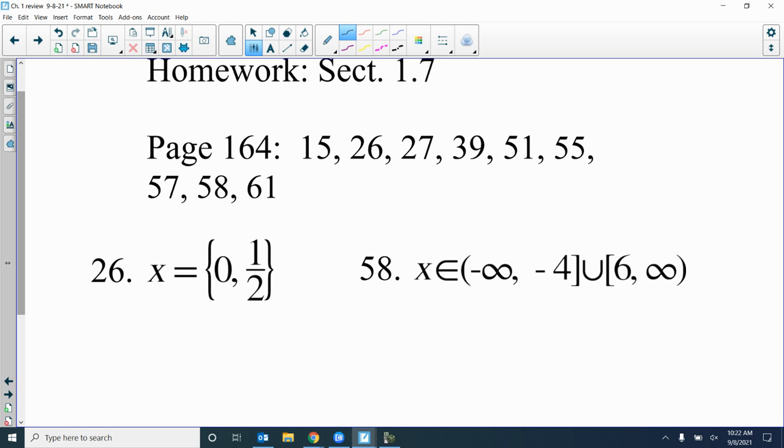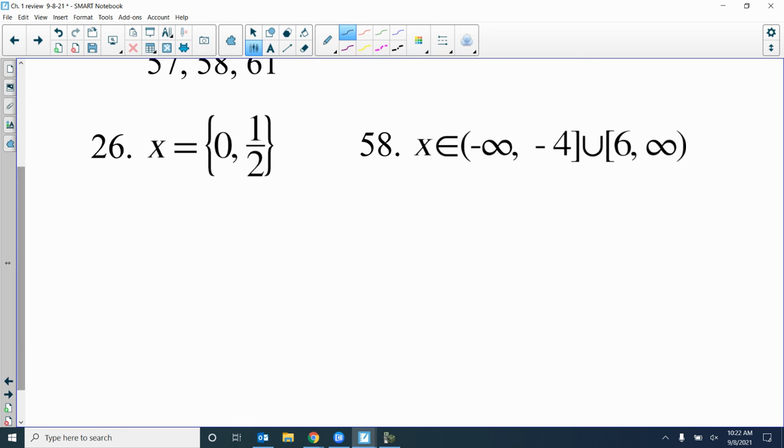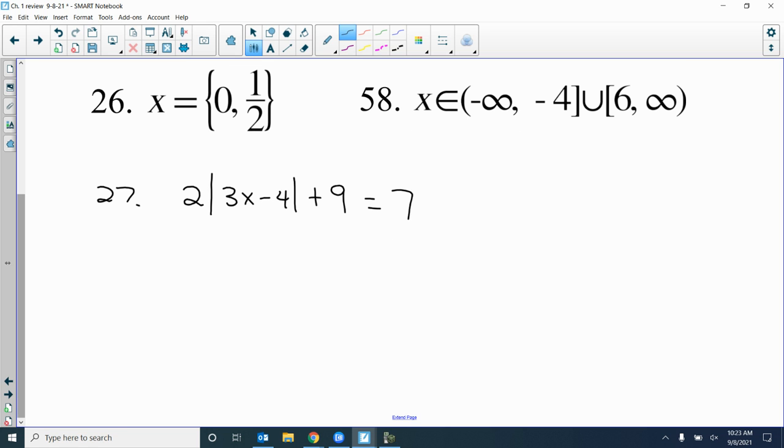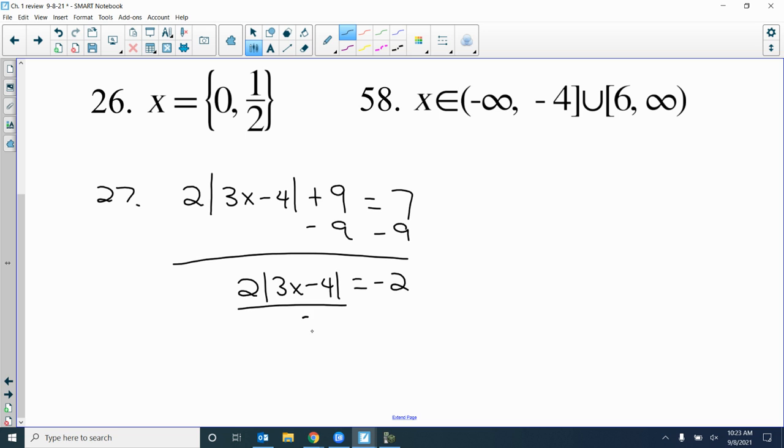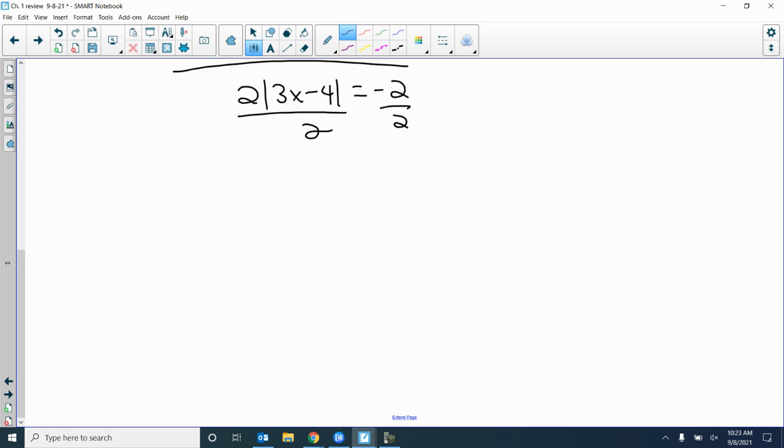Can you go over to number 27? Yep, 27. What's the original problem look like? It's 2 times the absolute value of 3x minus 4, plus 9 equals 7. All right, subtract 9. Negative 2. And so we get 2 times the absolute value of 3x minus 4 equals negative 2. And then when I divide by 2, you get the absolute value of 3x minus 4 equals negative 1.